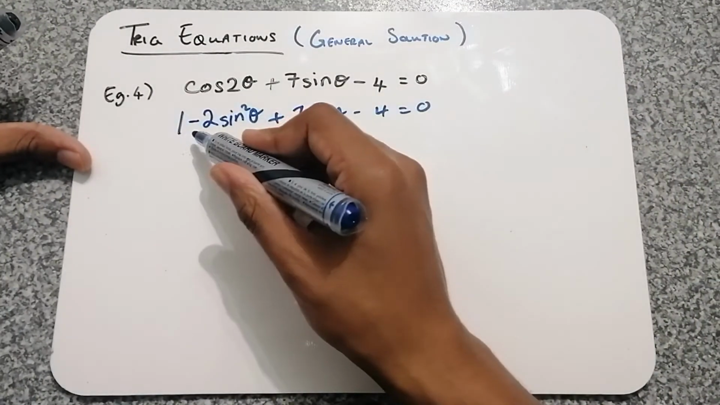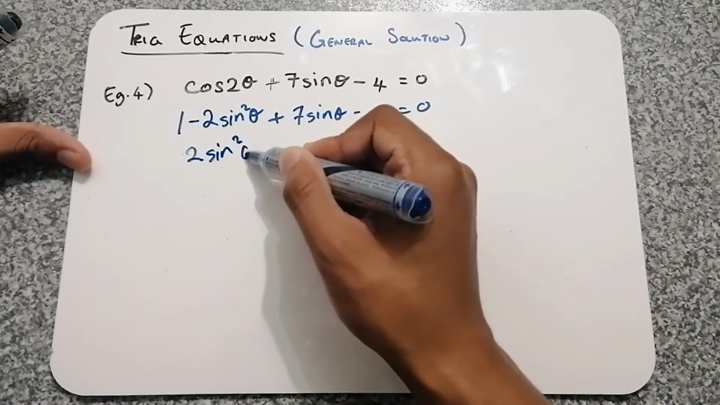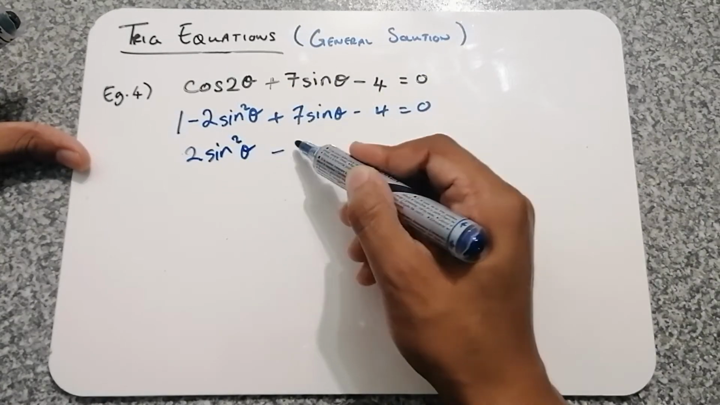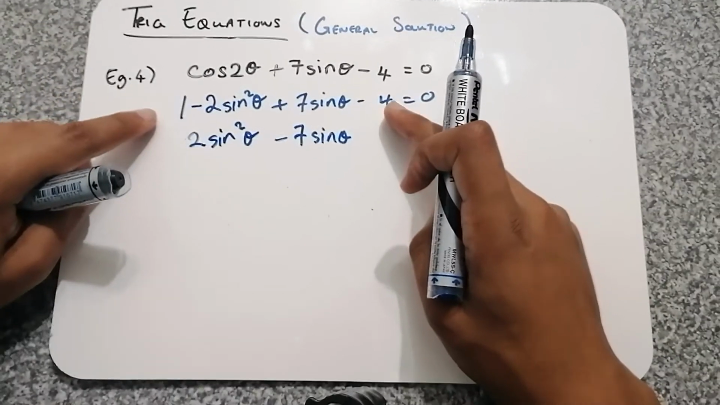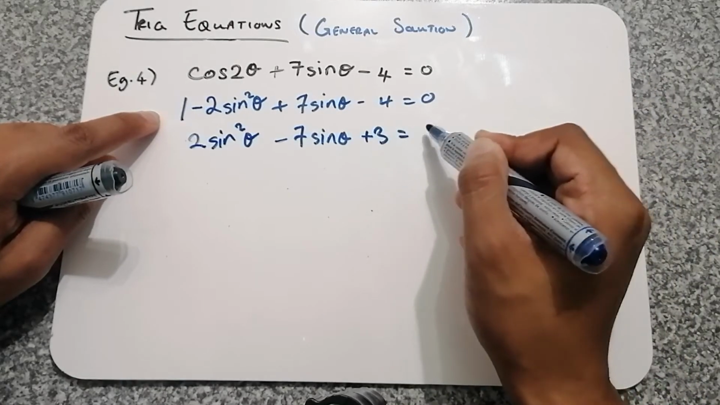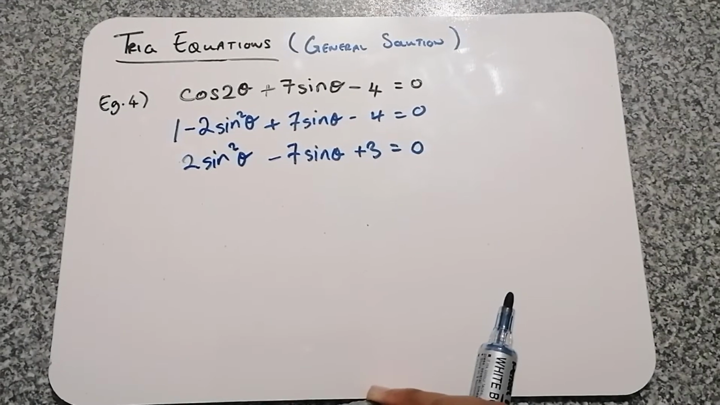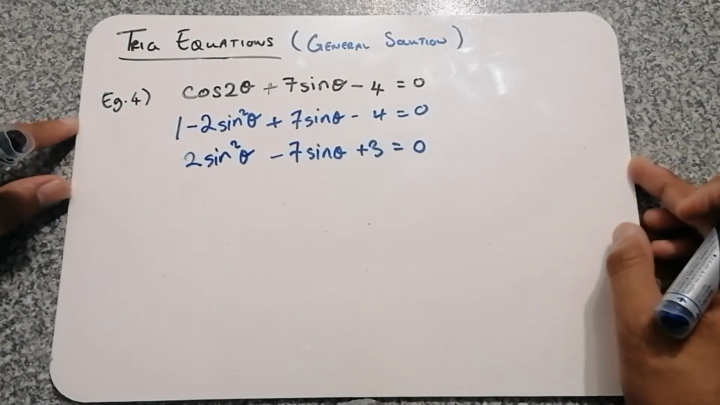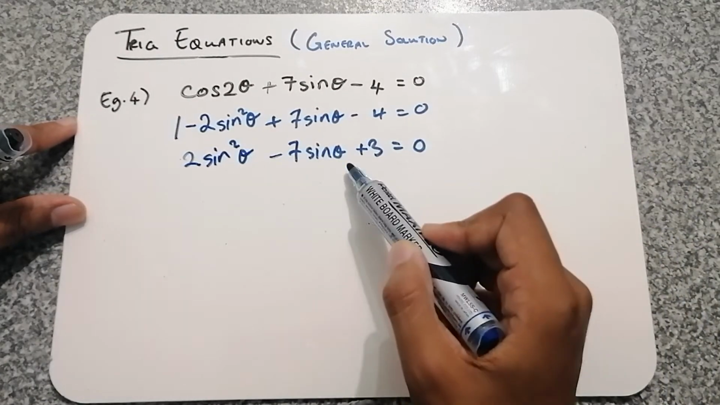Okay, so this negative 2 becomes a positive 2 sine squared theta. This will become a negative 7 sine theta. And remember, this was negative 3, so that will become a positive 3 now. And even the sign of 0 changes, but positive 0 and negative 0 is the same thing. Okay, so now we have this trinomial with sine.